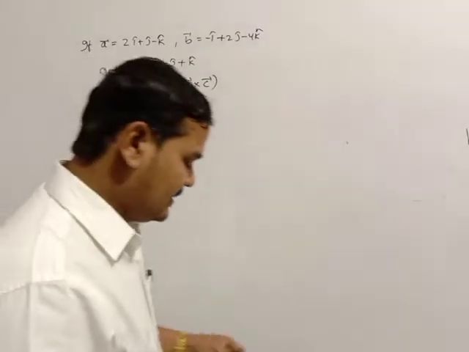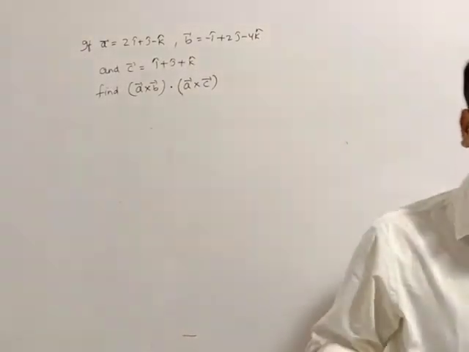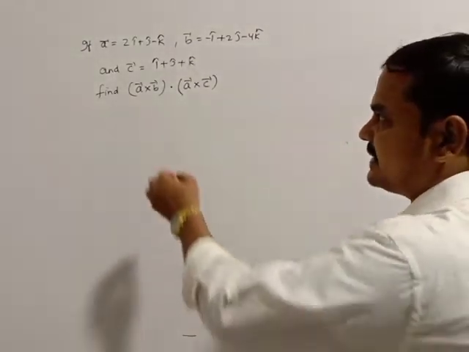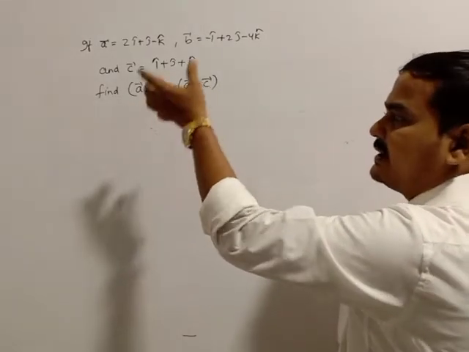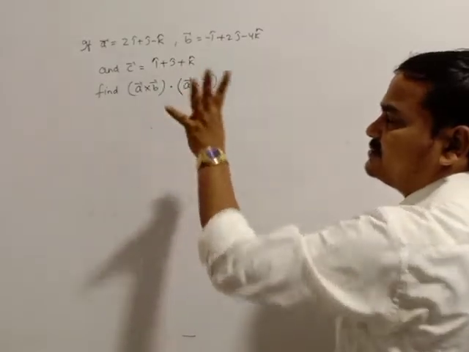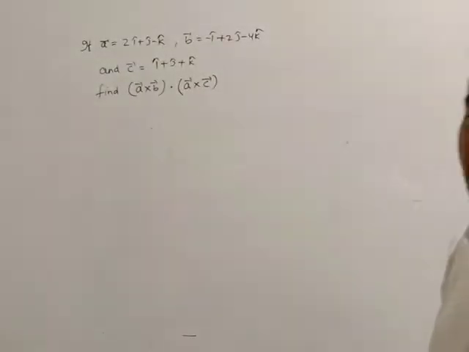This is a question related to the dot product and the cross product. First of all, you need to find A bar cross B bar. After that, you find A bar cross C bar. Finally, two vectors will come, and you need to use the dot product. This is the question given.